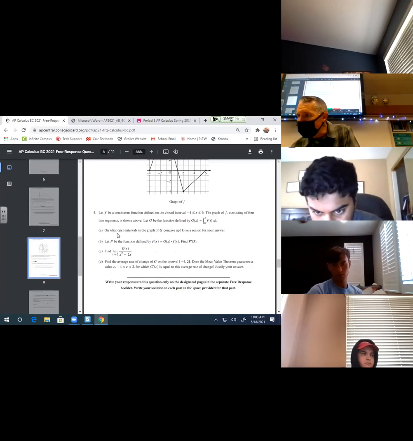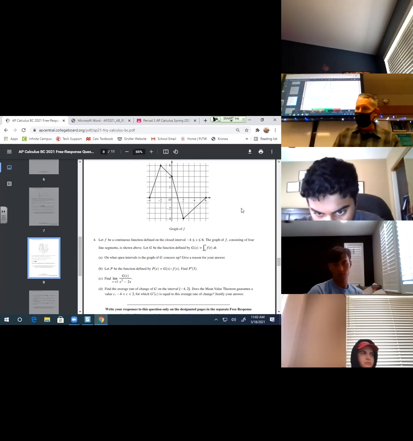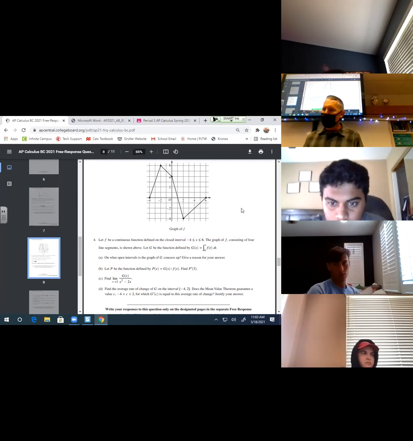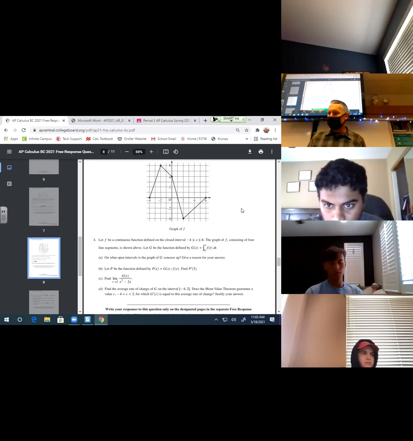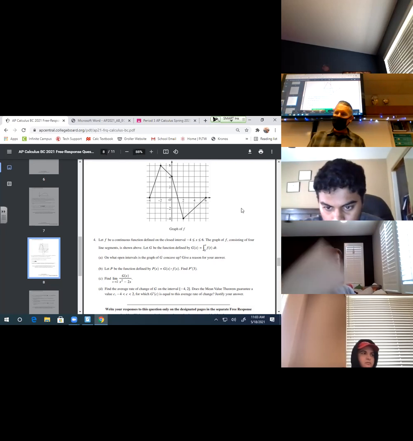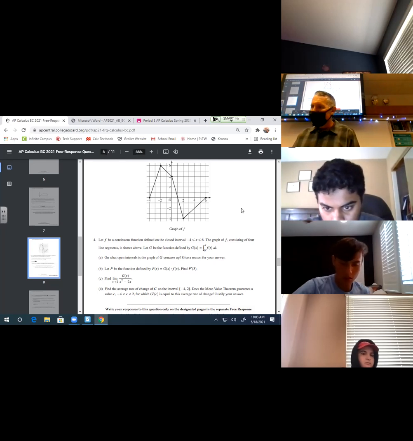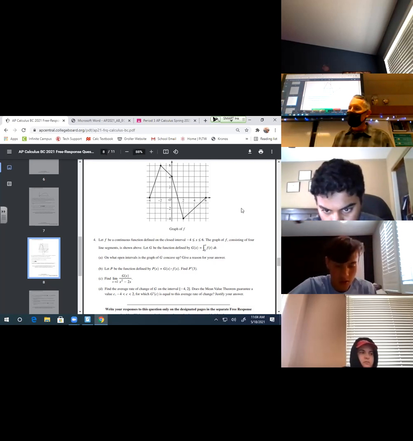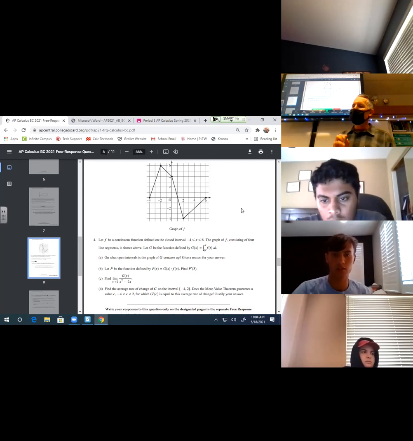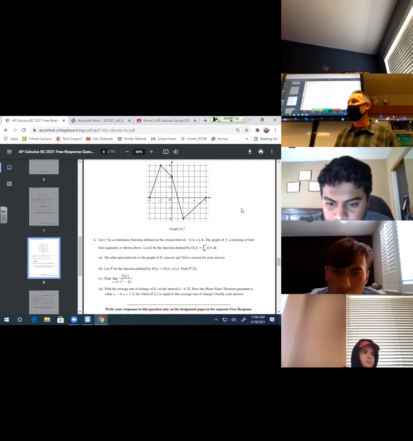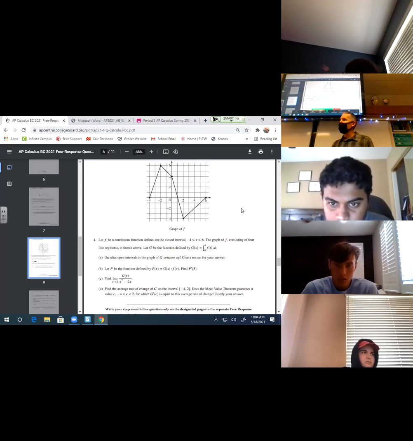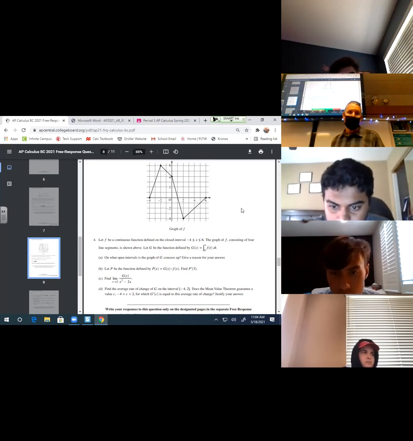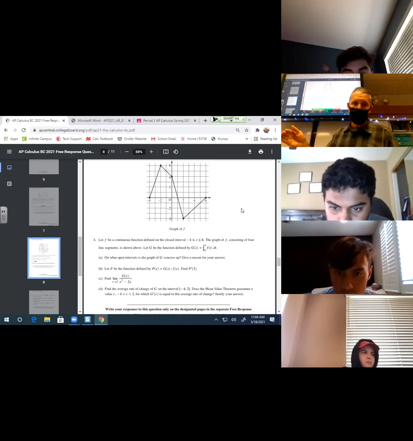Here, again, they give us the graph. And they're saying, let f be a continuous function defined on the closed interval between -4 and 6. We have 4 line segments here. And then it says, let g of x equal the integral from 0 to x of f of t dt. So g of x is what I call the area so far function.